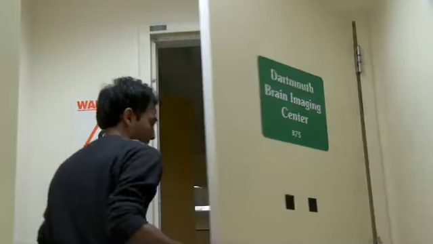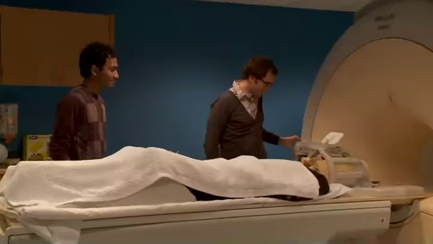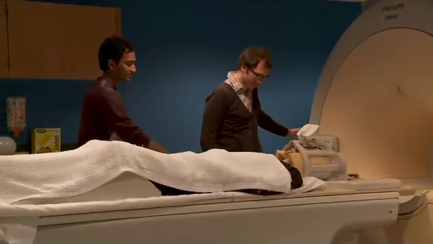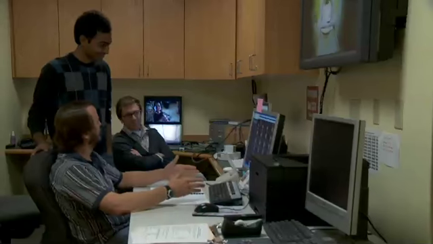The MR machine is in a big room which has a magnet, and the person who is going to be scanned goes into the machine. It's connected to a computer in the control room, where we get to see the imaging of that person's brain while they're being scanned.